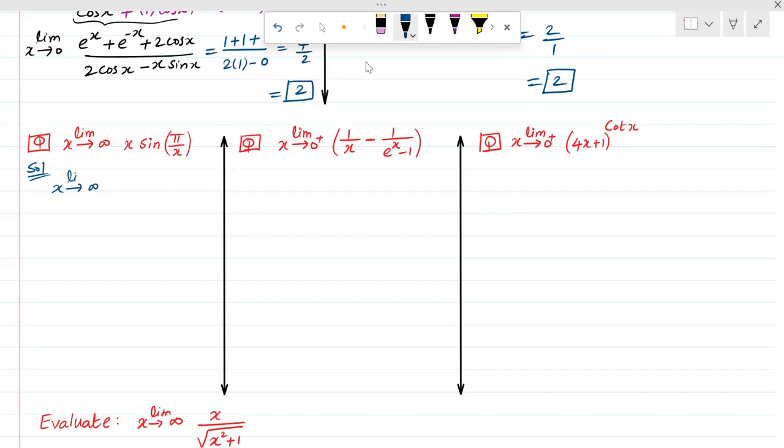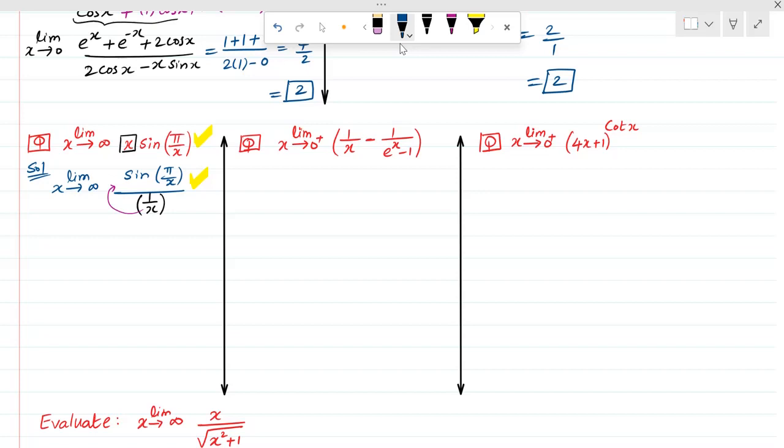Limit x approaches infinity, sine pi over x. So I can write this x as 1 over x in the denominator. Is it the same? Yes, it is the same. The denominator of a denominator goes to the numerator. So this is the same thing I have done. Same function, you can write it this way or this way. Nothing changed. So why are we changing this one? Because I have to get the infinity over infinity form.